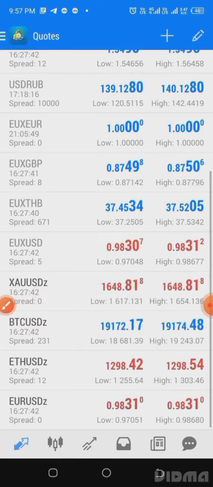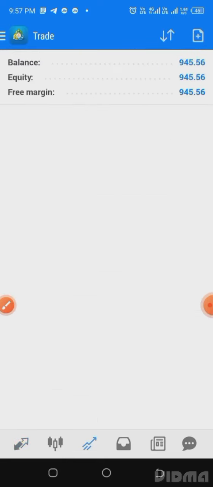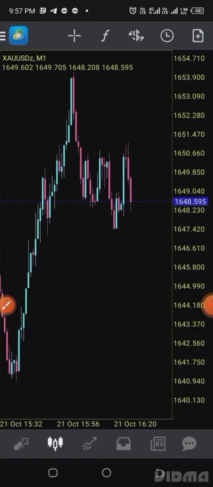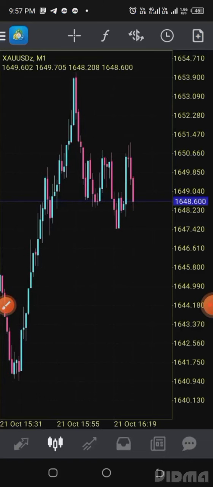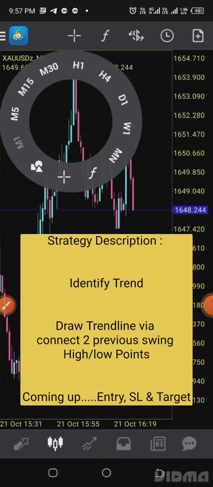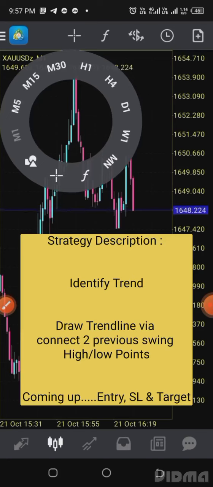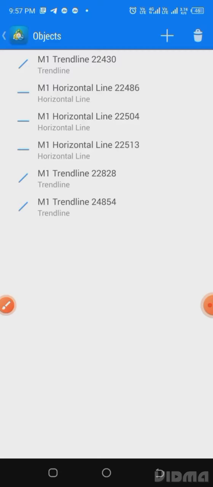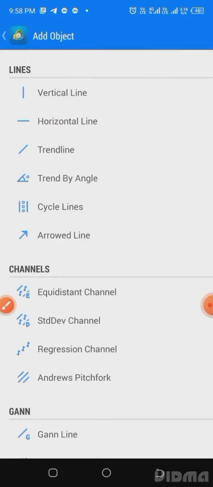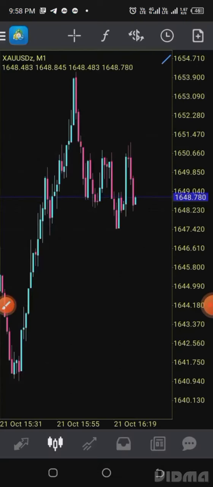Firstly you need to check where the current market is running. The current market is at 1648. You need to draw the trend line on a 1 minute chart with the previous swing highs and lows, two highs or two lows. So I draw this from the upside, 1643, I draw the second and just connect that. Now we go from the bottom side.